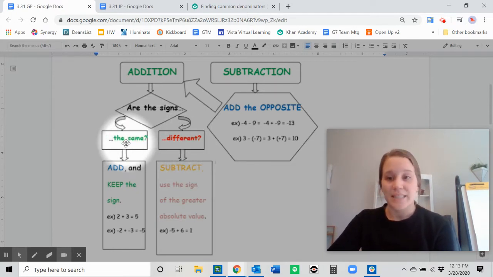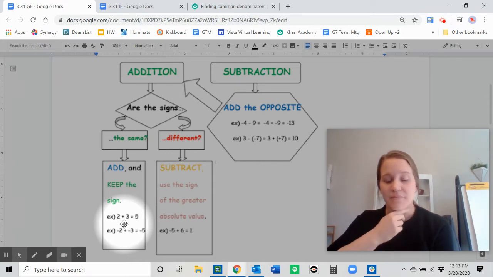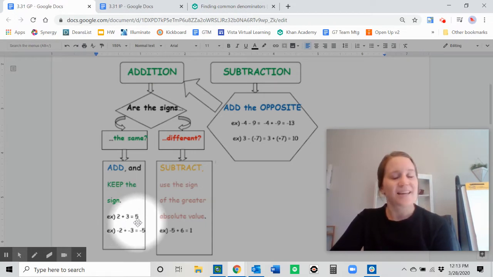If the signs are the same, for example, I have two positive numbers that I'm adding, or I have two negative numbers I'm adding, I add the absolute value of those numbers, and then I keep the sign. So for example, 2 plus 3, the signs are the same. There's two positive numbers there. So I add the absolute value of 2 and the absolute value of 3, and I get 5. And I keep the sign of the 2 and the 3, which they were positive.